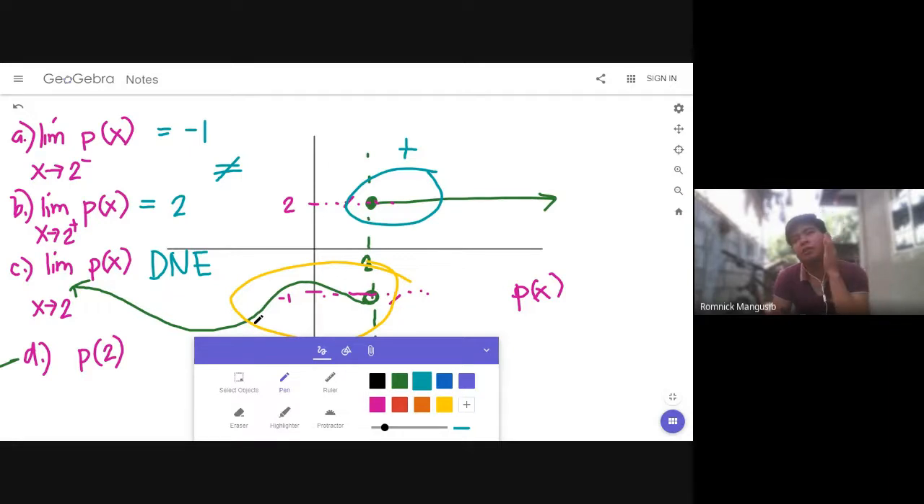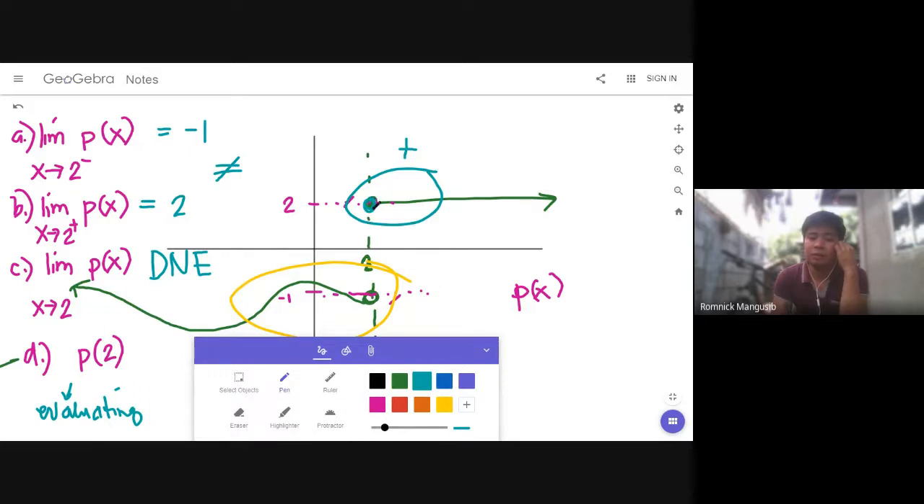So when you read that letter C, that is read as the limit of p of x as x approaches 2 does not exist. Okay? And in letter D, you are just evaluating function. Ito, very GenMat ito. Nag-evaluate ka lang. This is evaluating function. So, ano daw ang value ng p at x that is equal to 2? Ibig sabihin, the answer is 2.